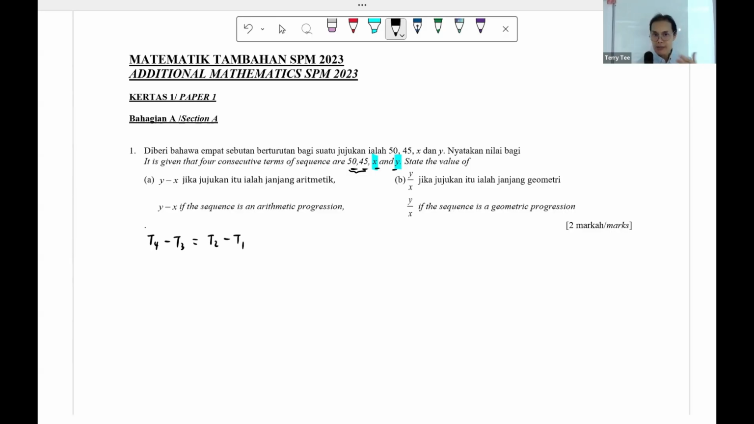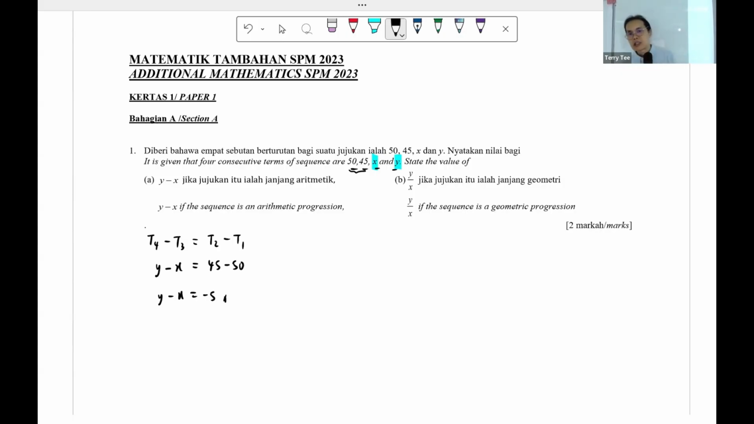Now, you don't even have to write this. We can straight away write y minus x equals to, what's your t2? 45. What's your t1? 50. So 45 minus 50 is what? Is negative 5. Yeah, very simple for 1 mark.